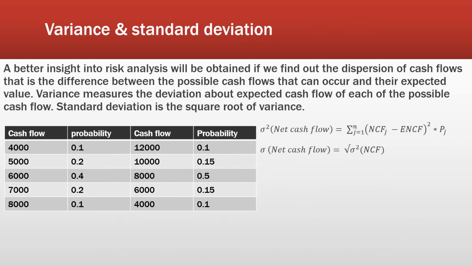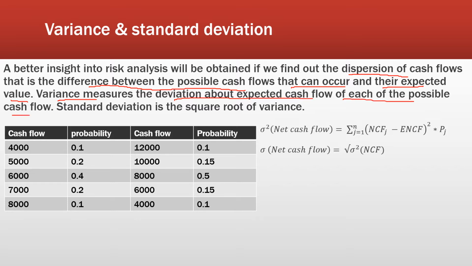Okay, now we have discussed the expected net present value. Now we will go into variance and standard deviation. They are the absolute measures of risk. This is a measure of dispersion of cash flows, which is the difference between the possible cash flows that can occur and their expected value, or the mean or average value. Here variance measures the deviation about the expected cash flow of each of the possible cash flows.